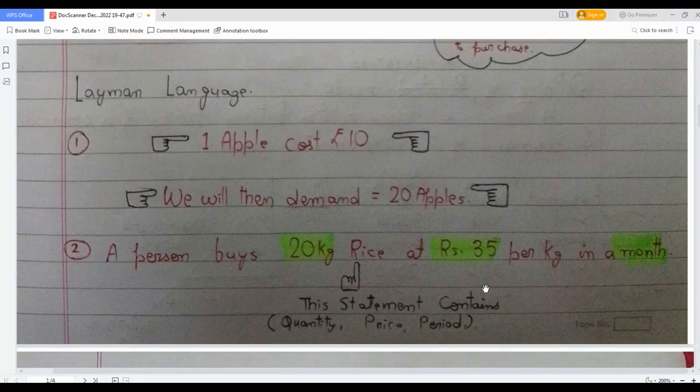Now, let's discuss in general what demand is. A person goes to a market and buys an apple for rupees 10. Now, that person thinks that if the price of the apple is rupees 10, he is able to buy 20 apples. Or we can take another example: a person buys 20 kg of rice at rupees 35 in a month. This statement contains all three aspects of demand: price, quantity, as well as period of time.